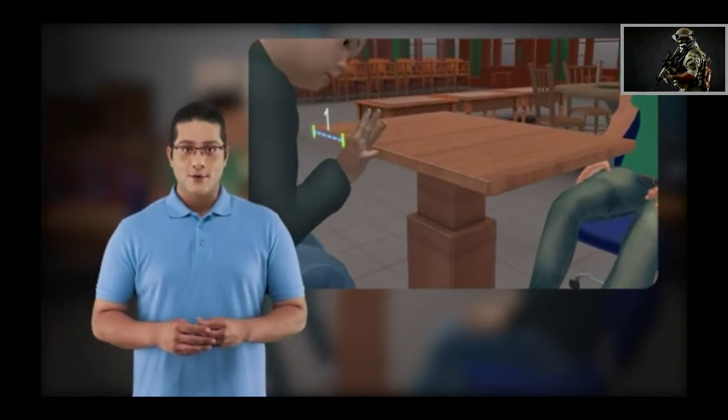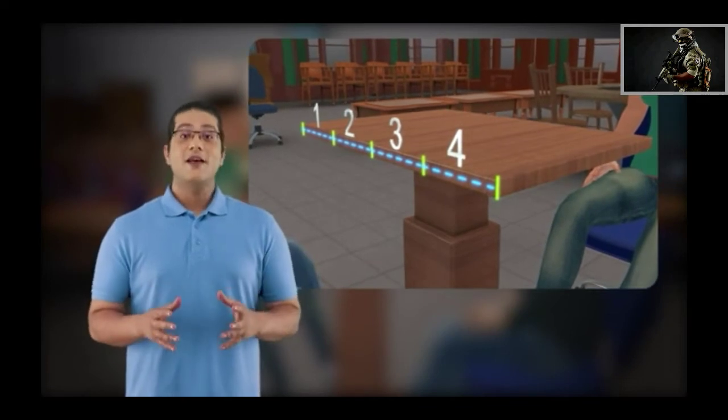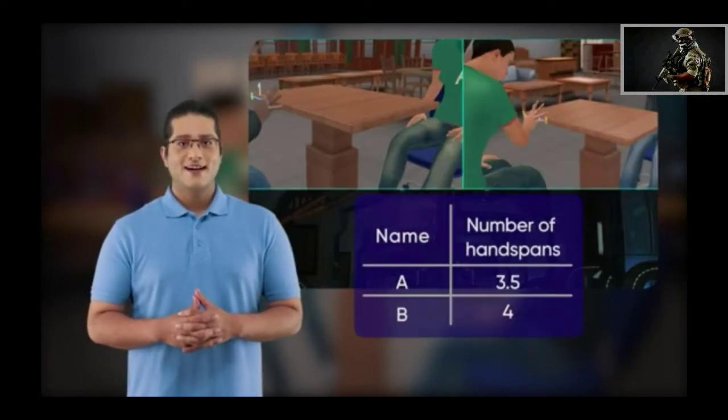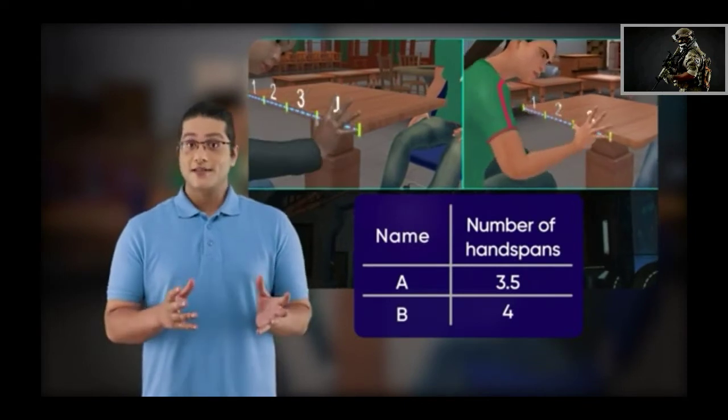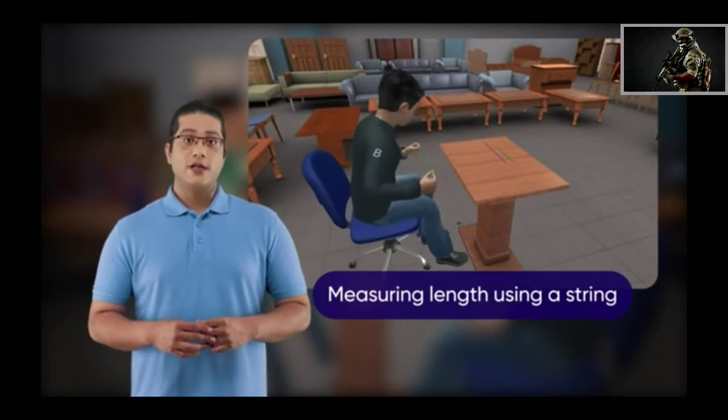1, 2, 3, 4. It measures 4 handspans. Uh-oh, the answers are different. Shall we now use a string to measure the length of the table?